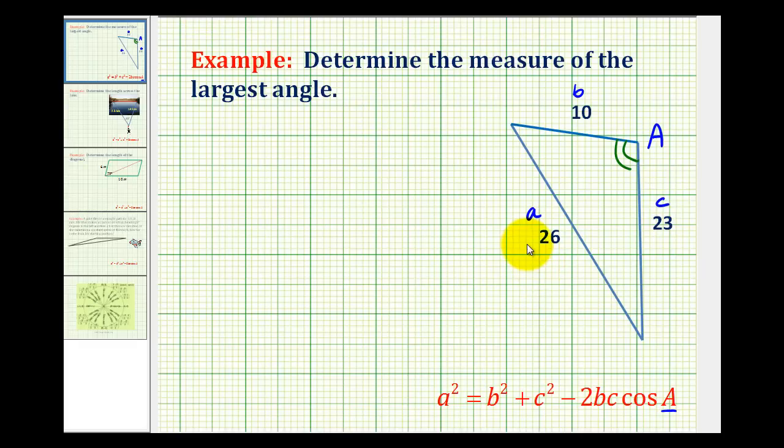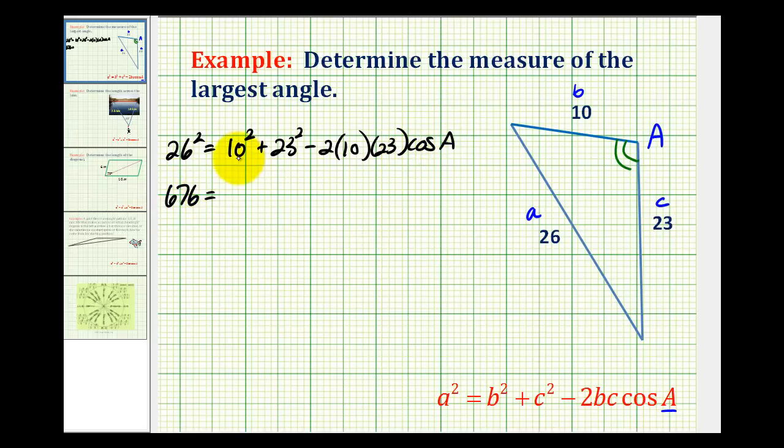So we're going to have A squared, or 26 squared, equals B squared plus C squared, or 10 squared plus 23 squared, minus 2 times B times C times the cosine of angle A. So now we'll simplify this and then solve for cosine A. 26 squared is 676, 10 squared is 100, 23 squared is equal to 529. Here we're going to have minus 2 times 10 times 23, that's going to be 460 times cosine A.